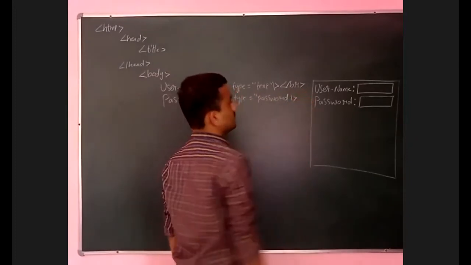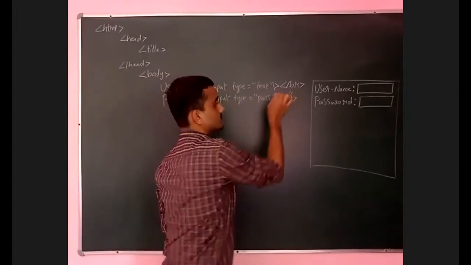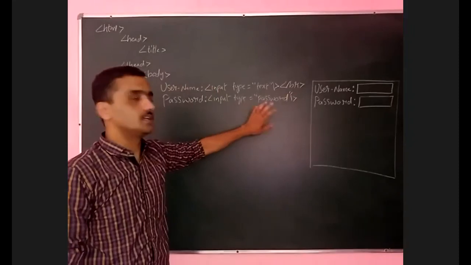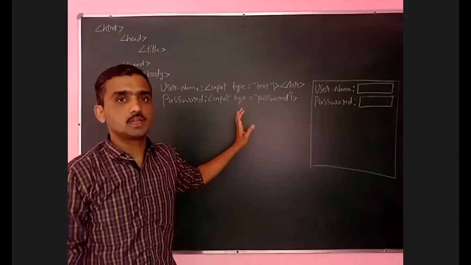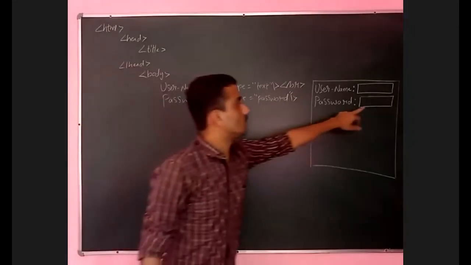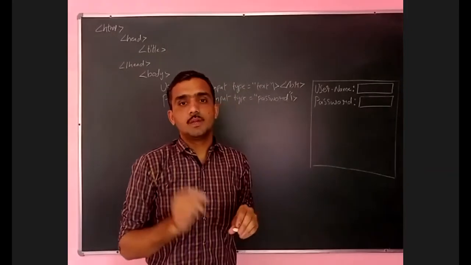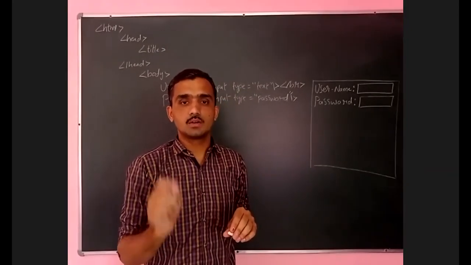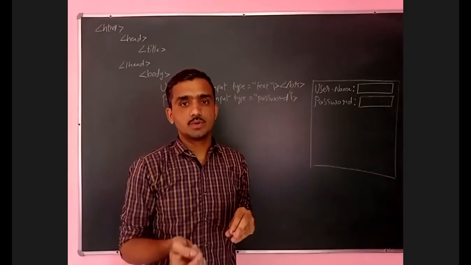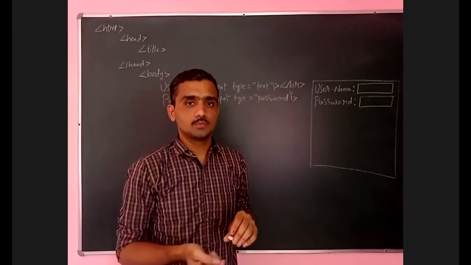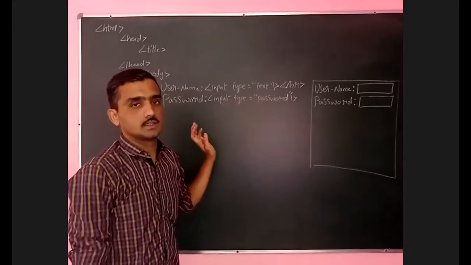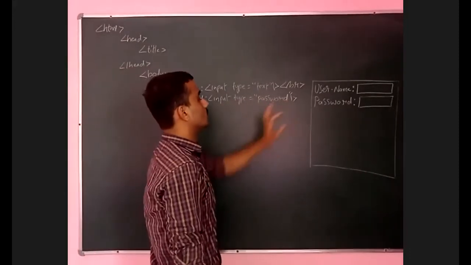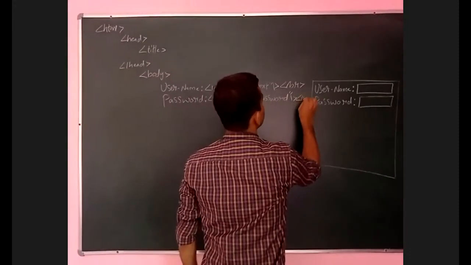If by mistake you give text here, input type is equal to text, it is not wrong. But whatever characters you type in this box will appear there. If you type A, it will appear as A. If you type B, it will appear as B, instead of printing a star or dot. Actually, a password should not be shown, right? It will show because you have written text here. If you write password, it will not show. Then comes the BR.